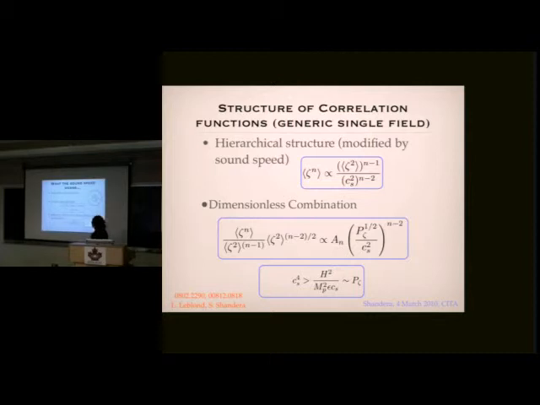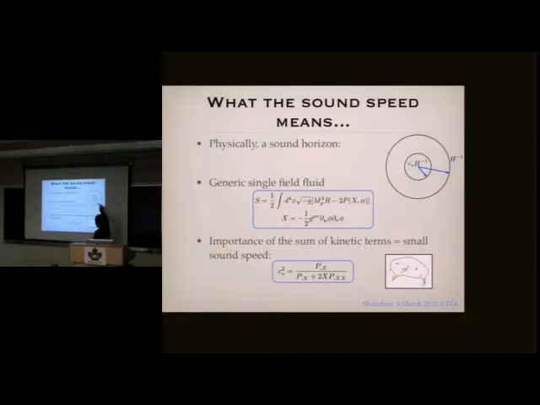So the sound speed, I maybe should have introduced this first, but remember, it's just a rescaling. It's a sound speed for the fluctuations, so it tells you where they freeze out. CS less than 1 typically tells you that the horizon has shrunk. And the origin of this, for a single field, is actually just coming from derivative interactions.